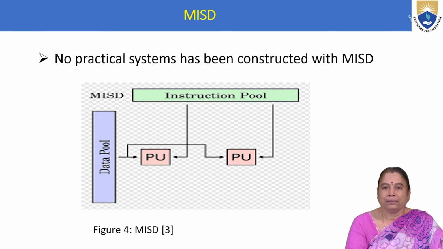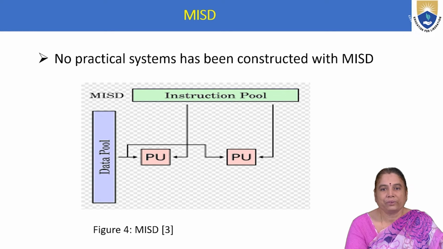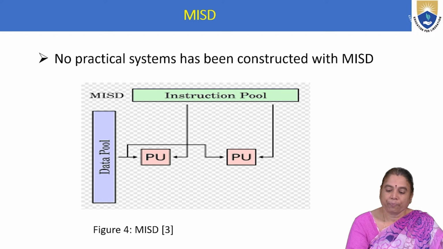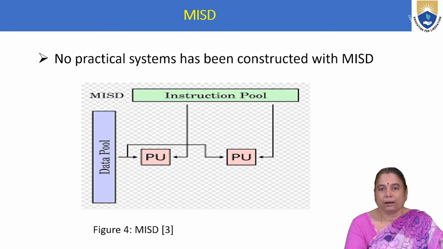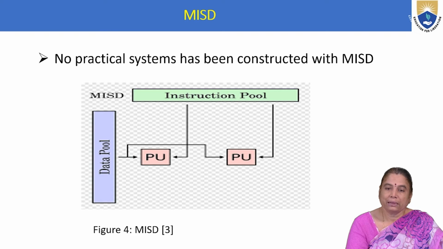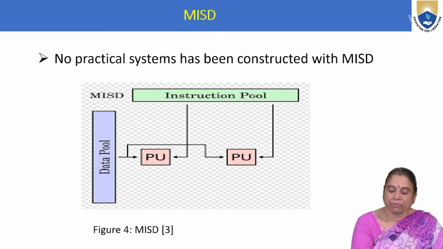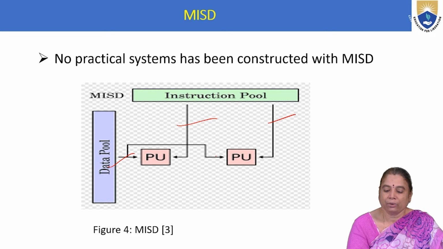The next architecture is MISD: multiple instruction streams, but a single data stream. That means instructions can be fetched in parallel, but only one data stream is available to perform operations on the operand. This is impractical and not used in the market. From the instruction pool, multiple paths are used to connect to the processor units, but from the data pool, a single path is used to connect to the processor units. This type of architecture is referred to as MISD architecture.